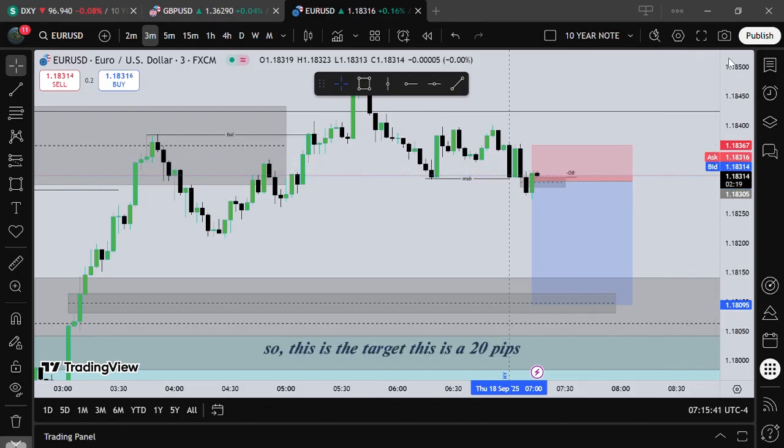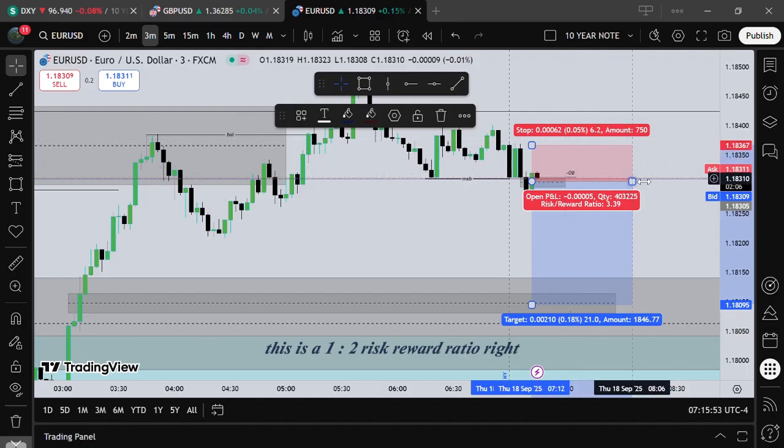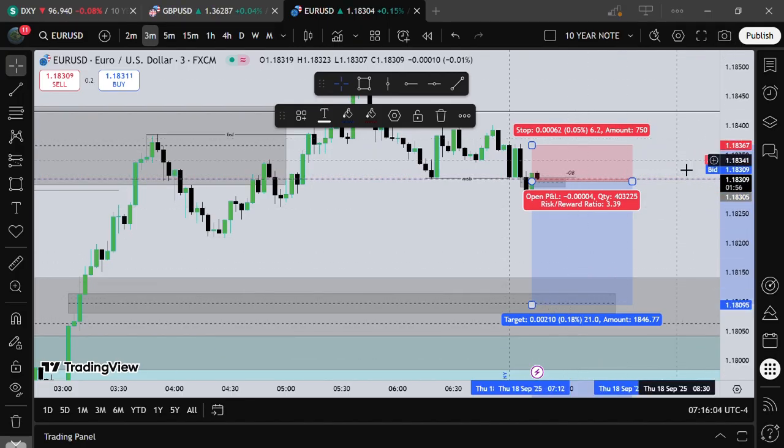So that's the target. This is a 20. You see, this is a 1:2 risk to reward ratio, right? It's not even 1:2. I'm risking 6 pips to capture 20 pips. That's the goal. So let's see what happens.